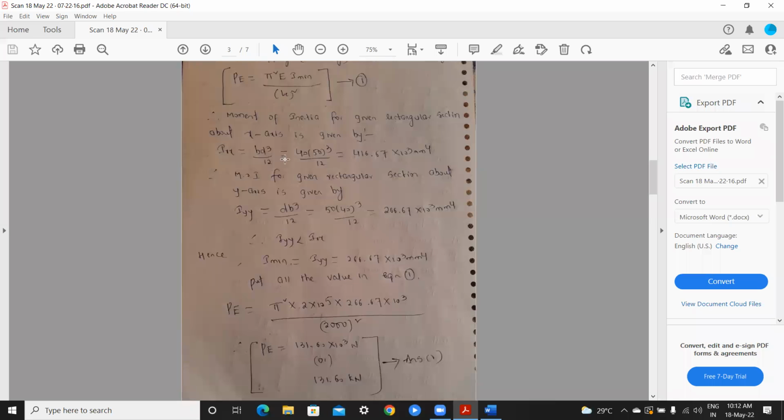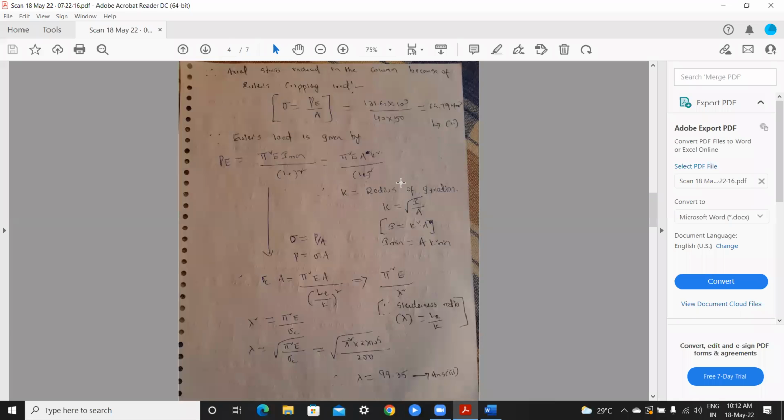So in equation 1 here, pi square, as we know, the common value is pi square 22 by 7 or 3.14, into E. In the problem they gave the E value, modulus of elasticity or Young's modulus, 2 into 10 to the power 5, into I minimum we got 266.67 into 10 cube, and effective length will become 2000, means L is square. So we got here 131.60 kilonewton.